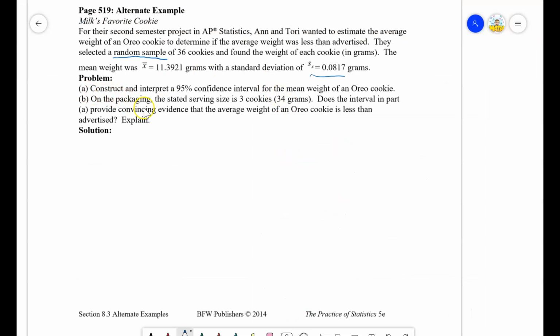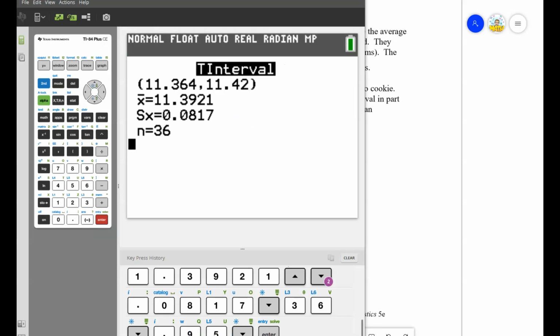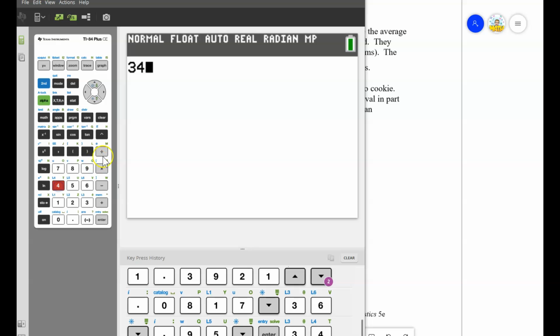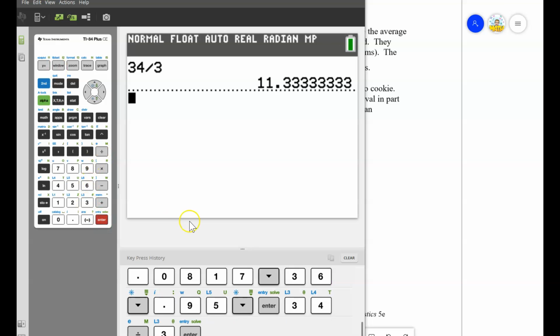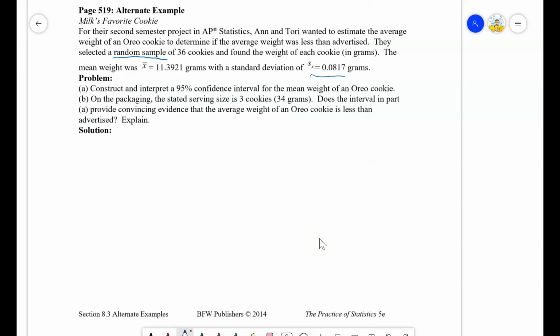So part A, I answered all on my template. Okay. Part B, does it provide convincing evidence that the cookies are smaller than advertised? So 3 cookies are supposed to weigh 34 grams. So 34 divided by 3 would tell us that they should be about 11.33 grams per cookie. All right, so let's write that down. They're advertised as 11.33 grams each. Okay, I got that from what they said here.